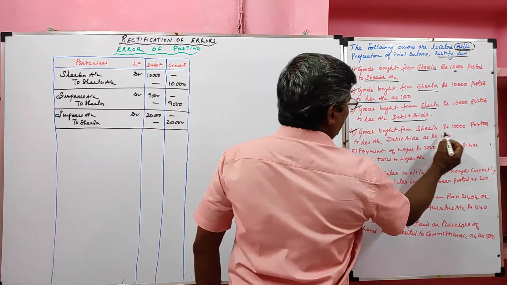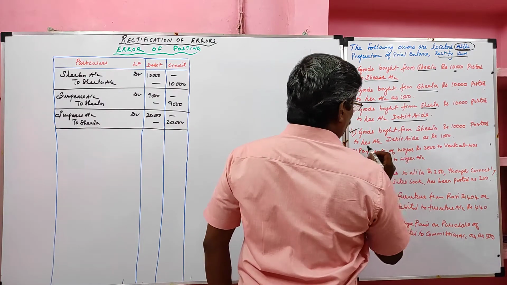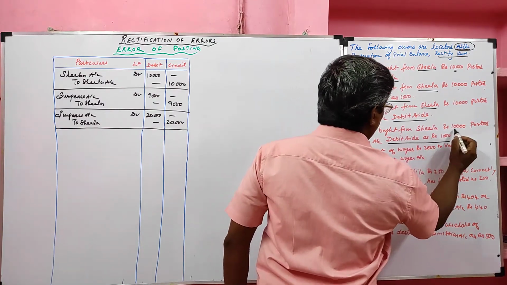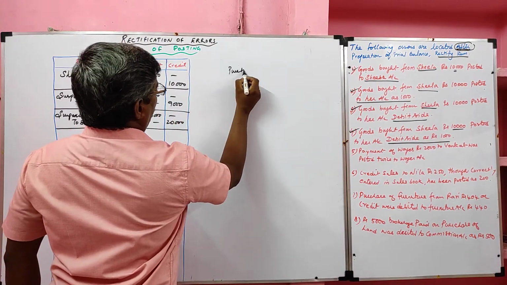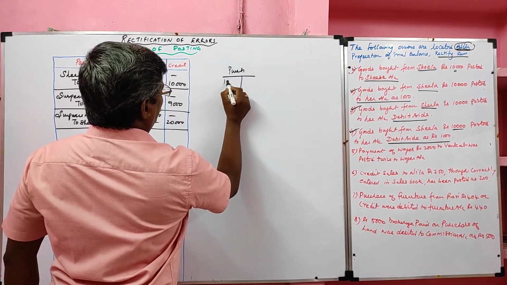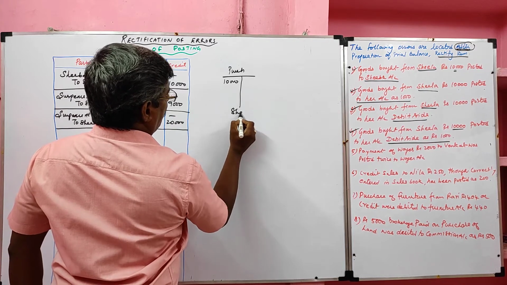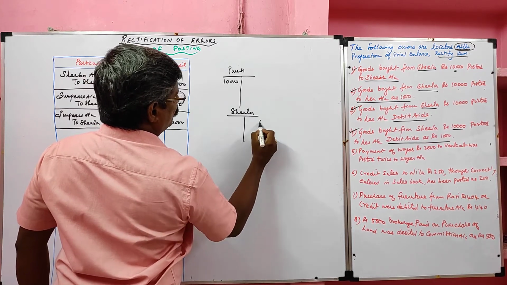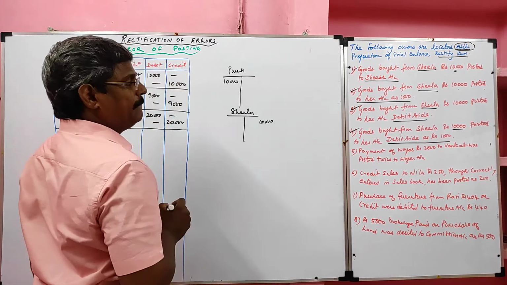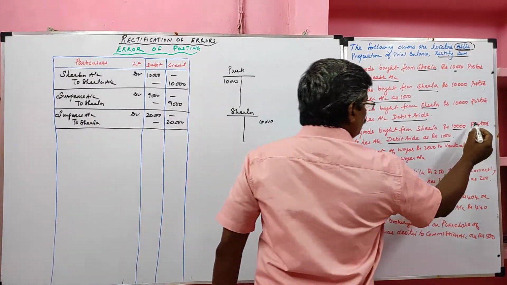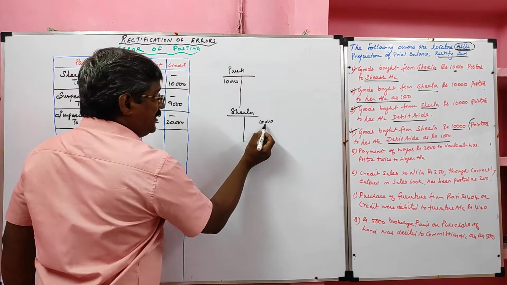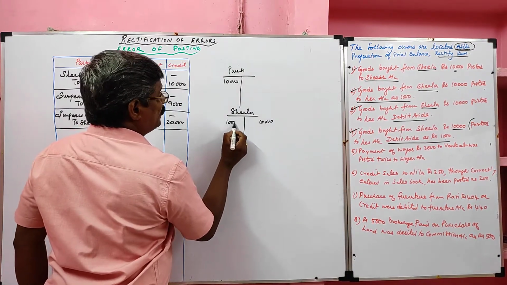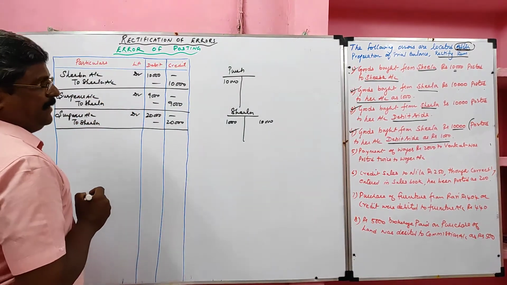Now look at the fourth problem. Goods bought from Sheila 10,000, posted to her account debit side how much? 1,000. So the correct posting is purchase account debited, Sheila account should be credited. This is the correct posting. But what they did, posted to her account debit side how much? Instead of crediting 10,000, they debited 1,000 in the Sheila account.